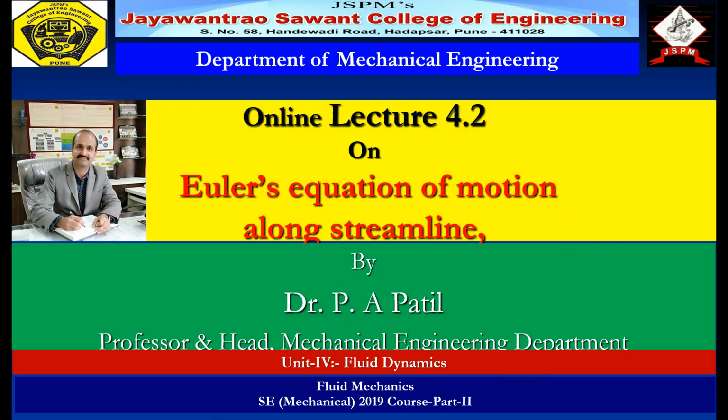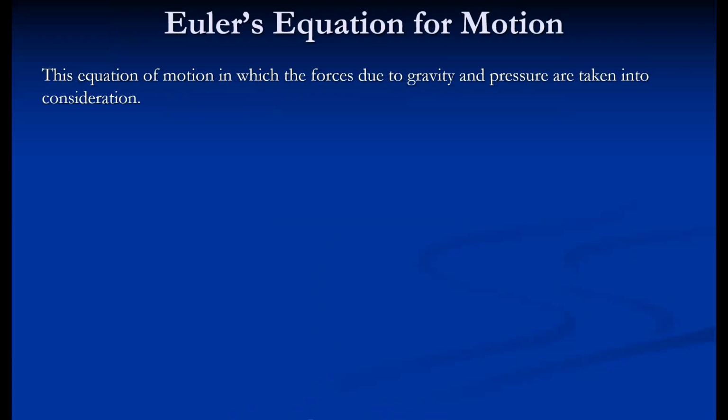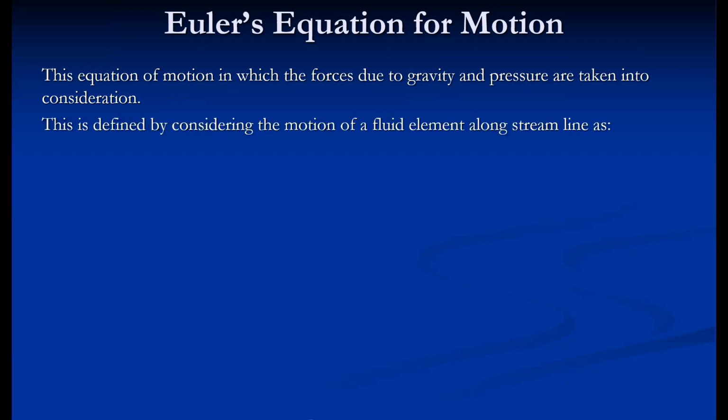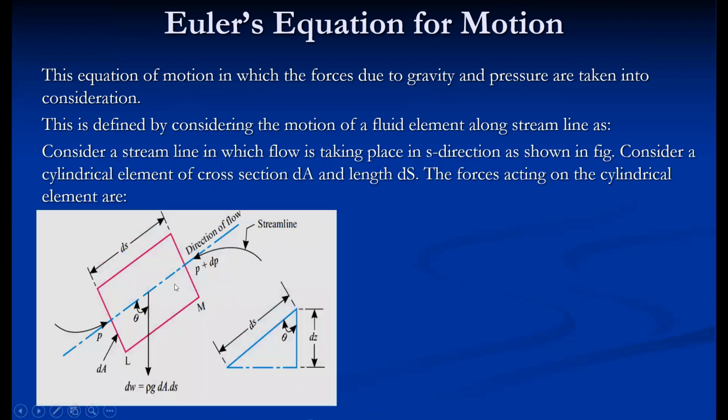Euler's equation of motion. In Euler's equation of motion, only two forces are considered, that is pressure force and gravity force. So this is generally applicable for ideal flow or streamline flow. Here, in this equation of motion, the forces due to gravity and pressure are taken into account. This is defined by considering the motion of a fluid particle along a streamline, and we consider the forces along the streamline.